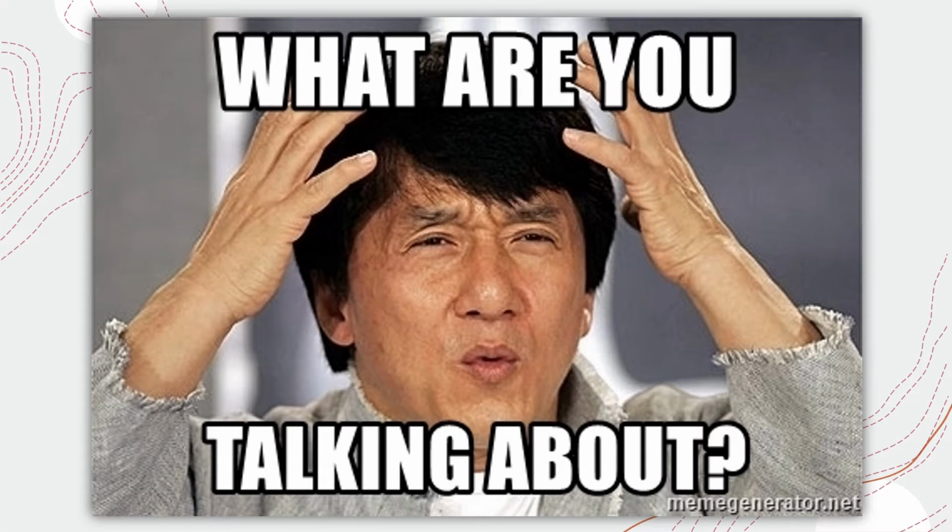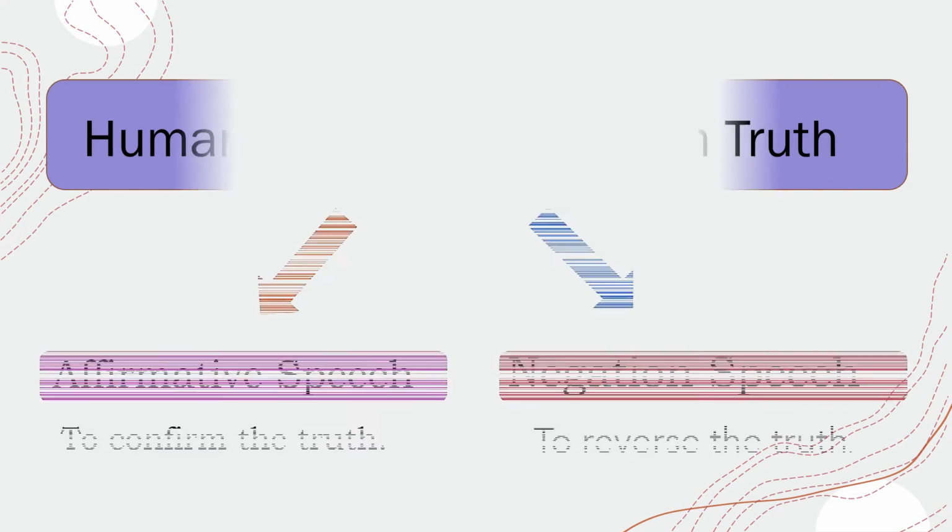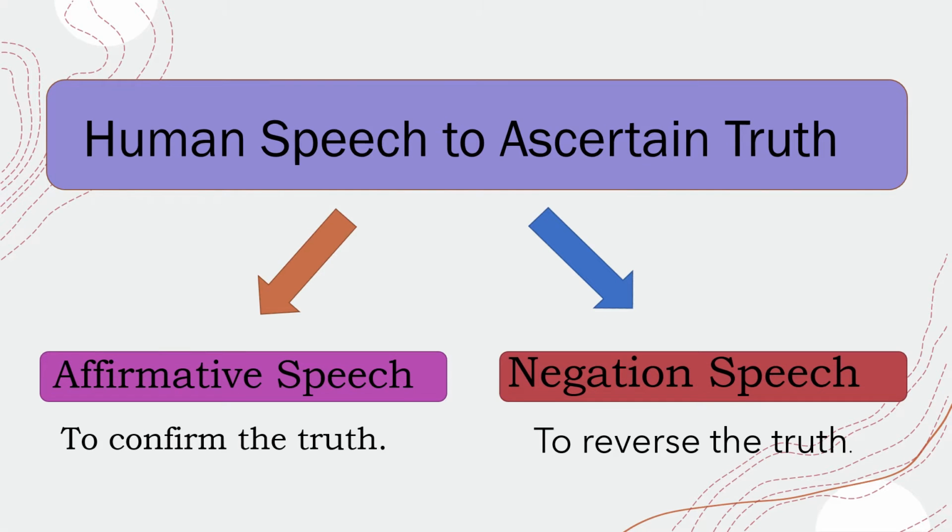In human speech, there are two fundamental ways to ascertain a truth, right? Truth that's true or false to a given statement. So there is affirmative speech and negative speech. Let's take, for example, the affirmative speech. Affirmative speech is the way to confirm or support a truth. For example, human beings are great. I support you on that. So you are basically ascertaining that it is true. So you are supporting that statement.